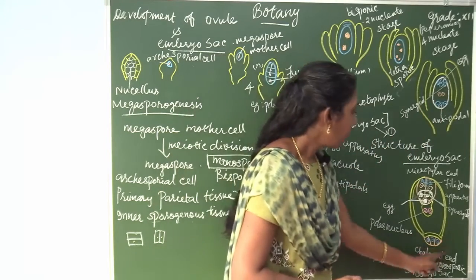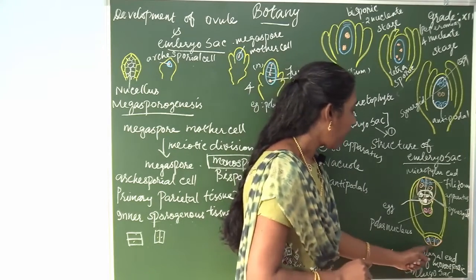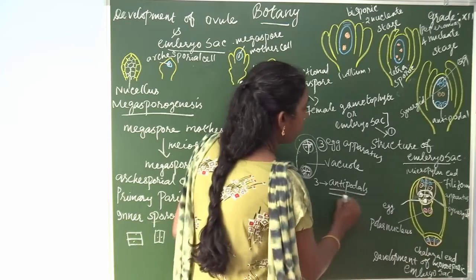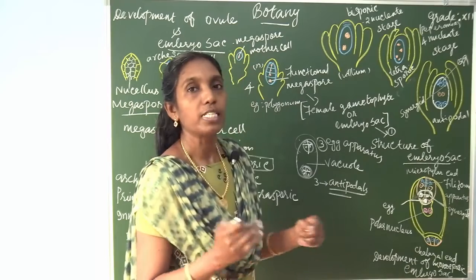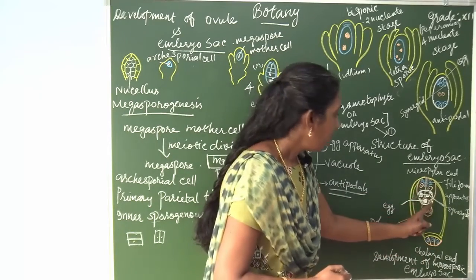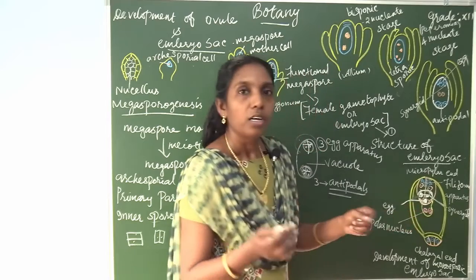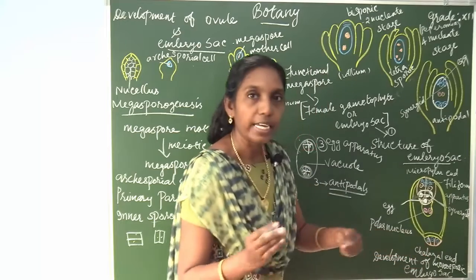Likewise, here there are three cells. These three cells form the antipodals, which are present at the chalazal end. Now, these three cells form the egg apparatus, and these three form the antipodals.